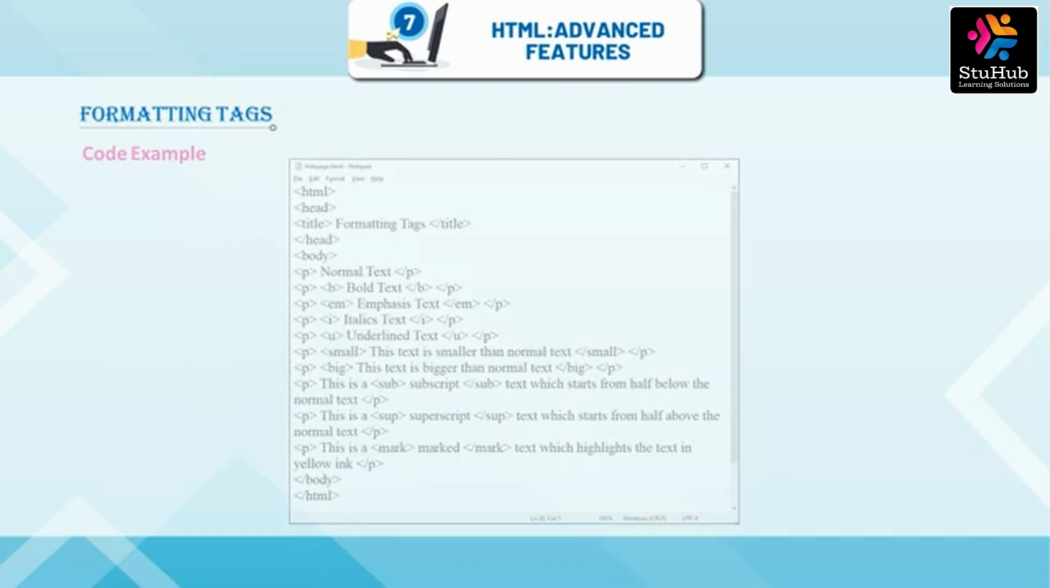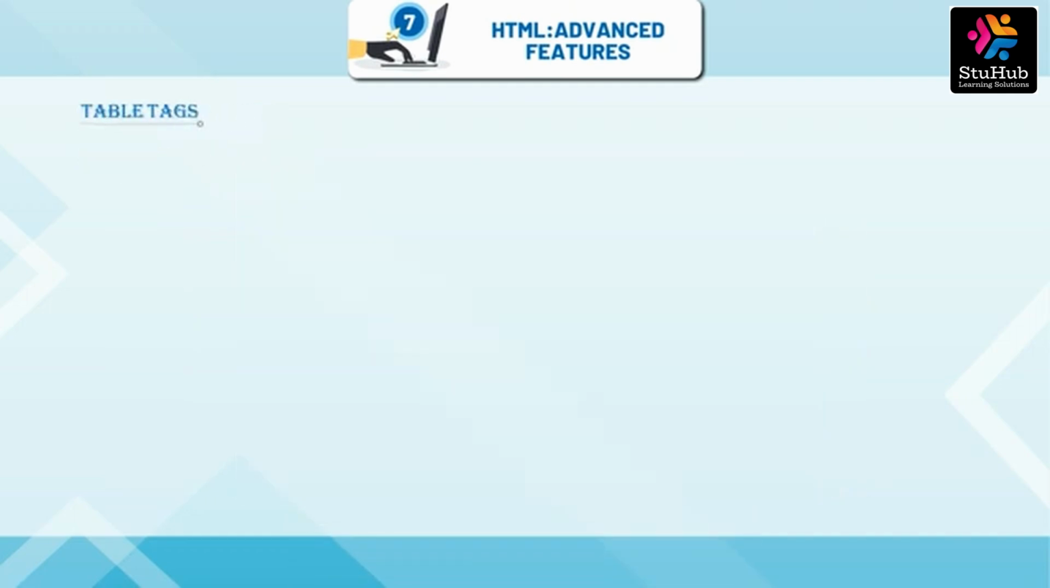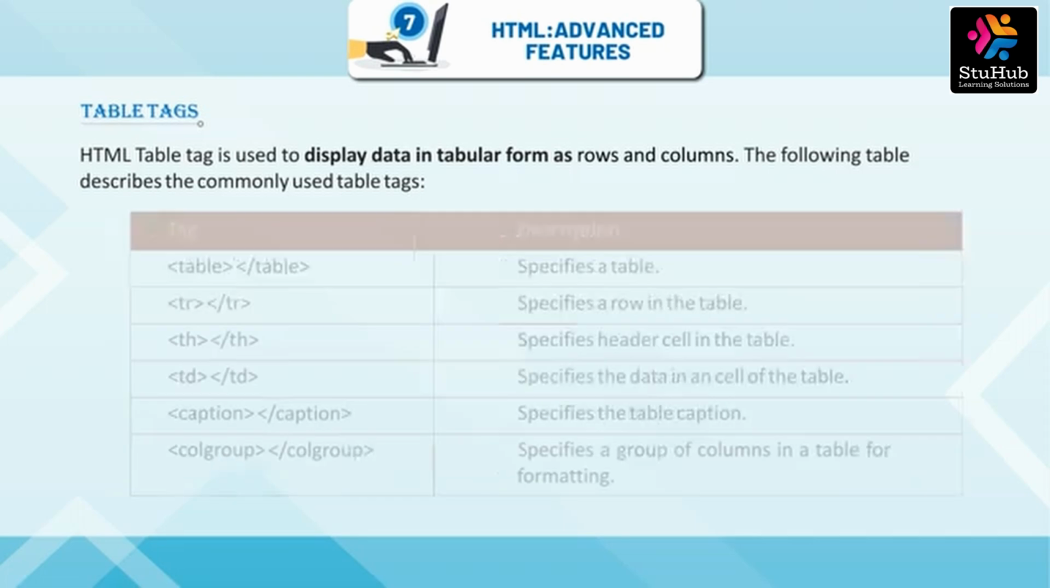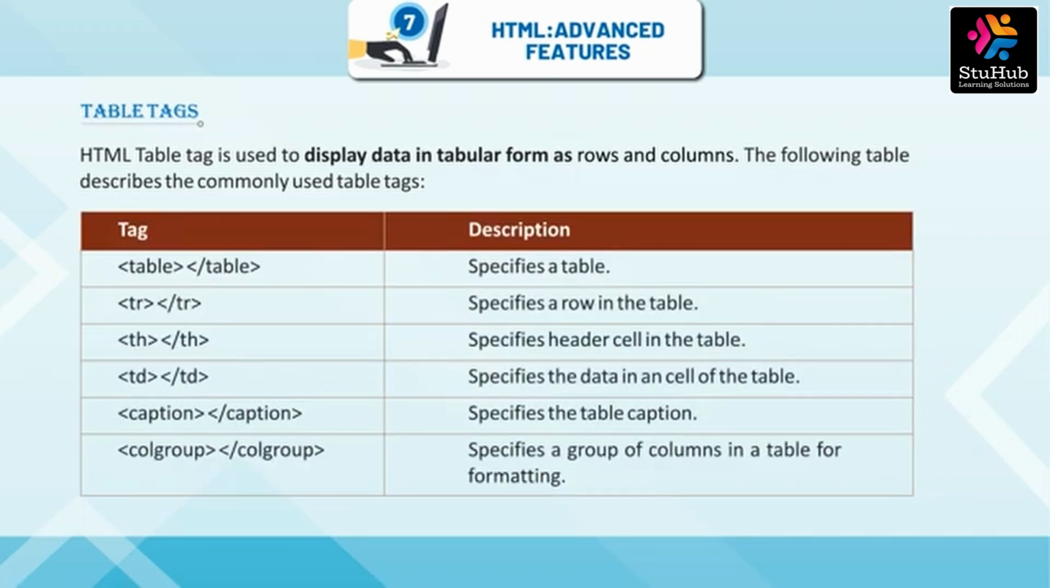Code example. Output. Table tags. HTML table tag is used to display data in tabular form as rows and columns. The following table describes the commonly used table tags. Tag, description. Open table tag, close table tag, specifies a table. Open TR tag, close TR tag, specifies a row in the table. Open TH tag, close TH tag, specifies header cell in the table.